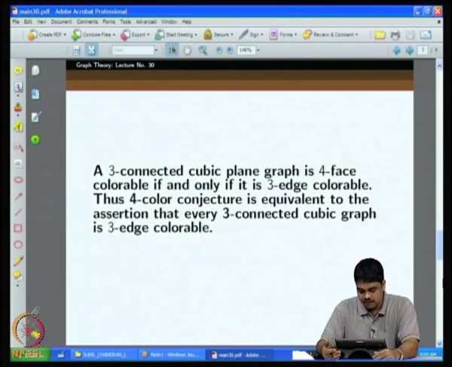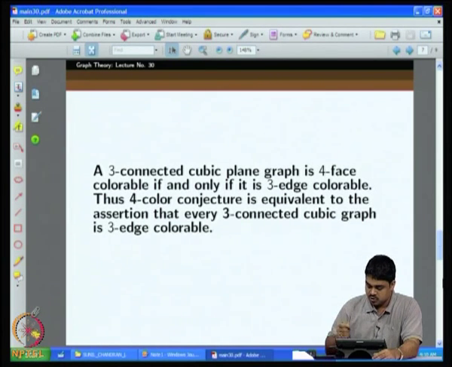Thus, what is the conclusion? The 4 color conjecture will be equivalent to the assertion that every 3 connected cubic graph is 3 edge colorable. Instead of attacking the 4 color conjecture, we can rather try to show that every 3 connected cubic planar graph, not cubic graph, is 3 edge colorable. This is what we will have to show.